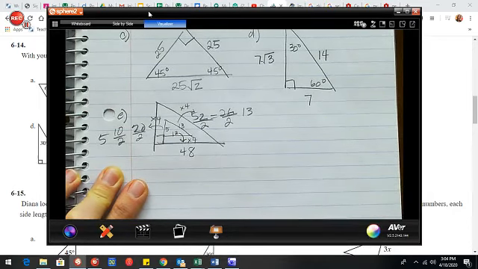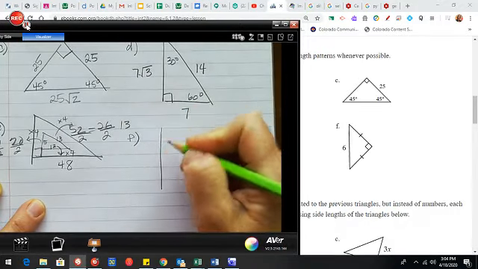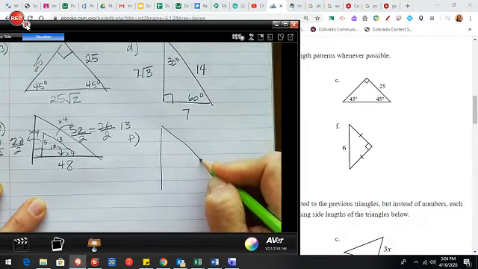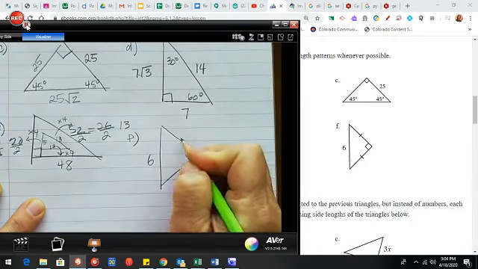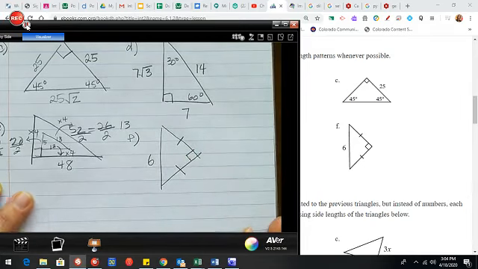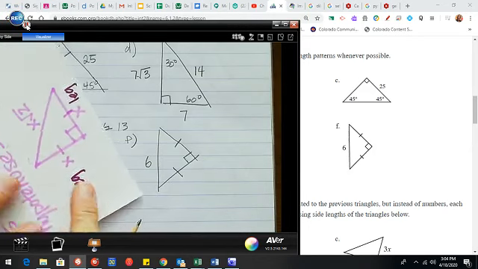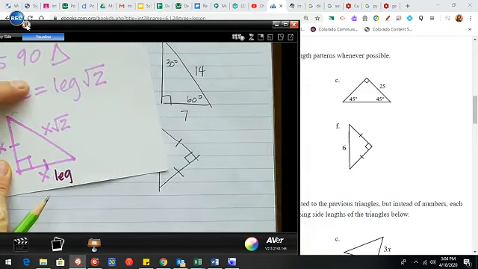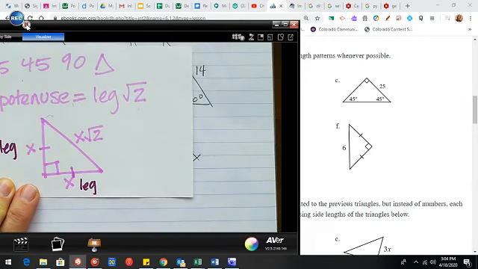Okay, F, we have a hypotenuse of 6, and it's an isosceles triangle. That is a 45, 45, 90 triangle. So my two legs are going to be the same, and my hypotenuse is going to be whatever that leg is times square root of 2.